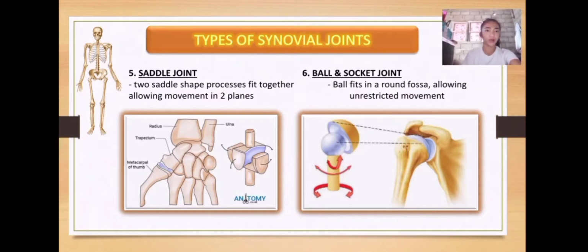Number 6, ball and socket joint. Ball fits in a round fossa, allowing unrestricted movement. Ball and socket joints are present in the shoulder and hips, where the head of the humerus fits in the glenoid cavity or fossa of the scapula. It allows movements like flexion, extension, abduction, adduction, circumduction, and so on.